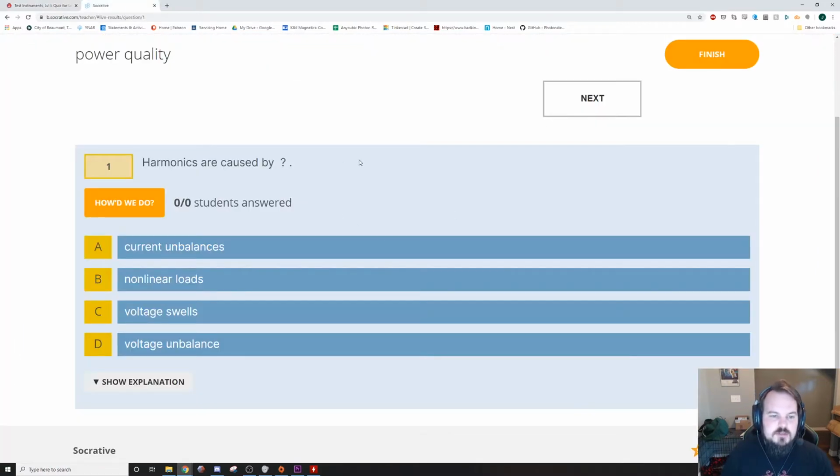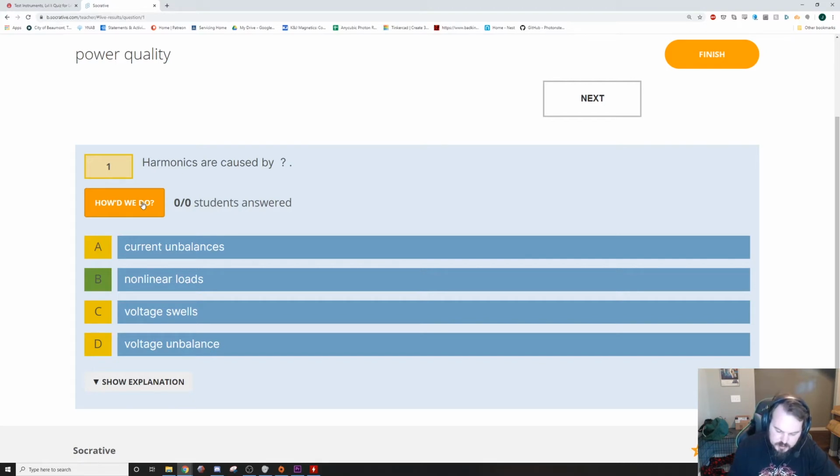So in this Socrative, we are going to have a number of questions, and we will get into that right now. Question one is, harmonics are caused by blank. Now, if you remember from the Transformers lesson, harmonics are caused by nonlinear loads. Harmonics are found on page 181 in your book. In the second column, it has harmonics in the title.